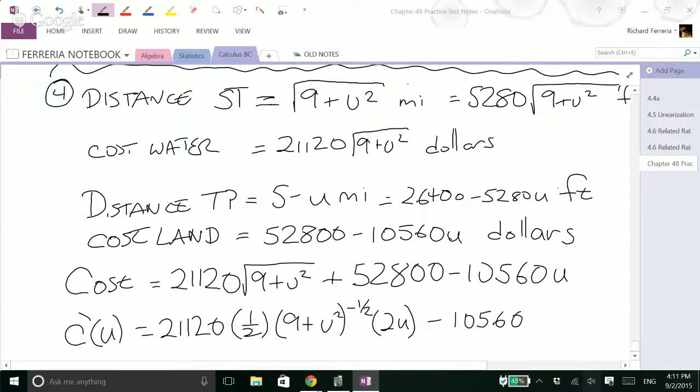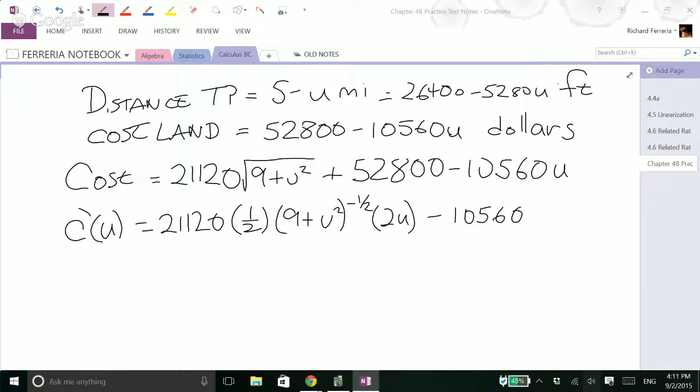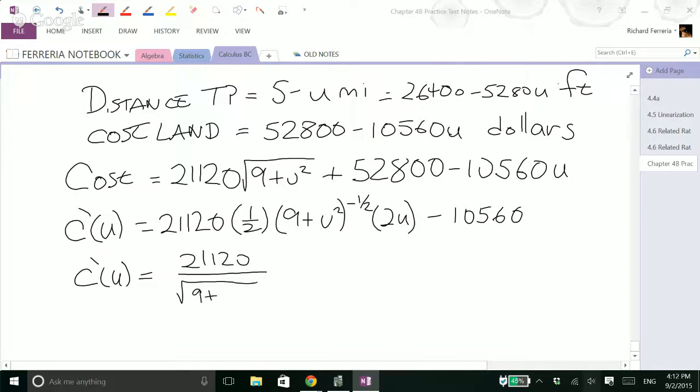That's great. C prime of u is then going to be equal to 21,120 u divided by the square root of 9 plus u squared, minus 10,560. Okay, we have a derivative.